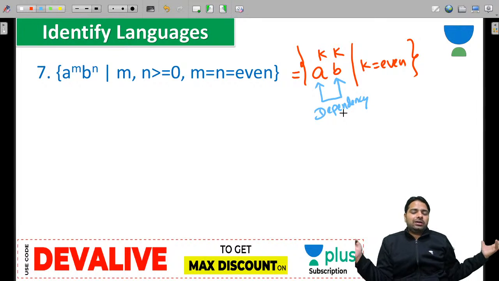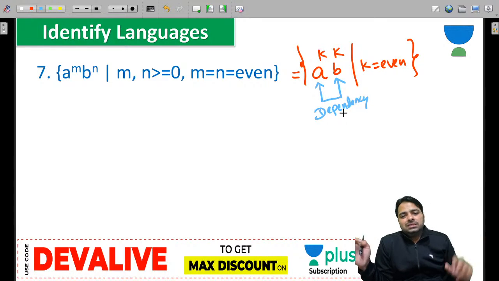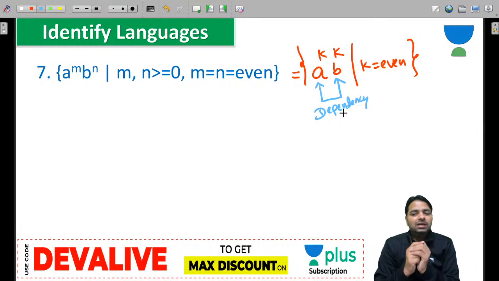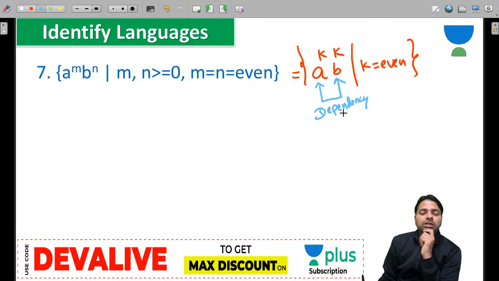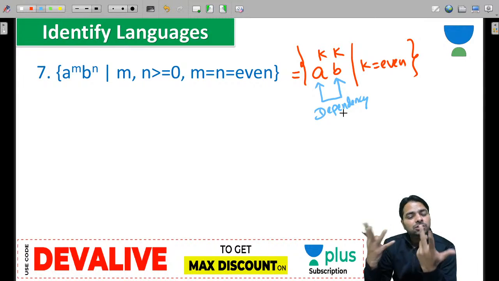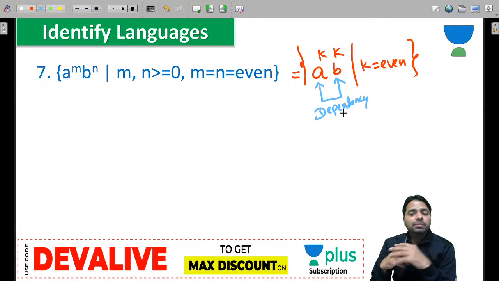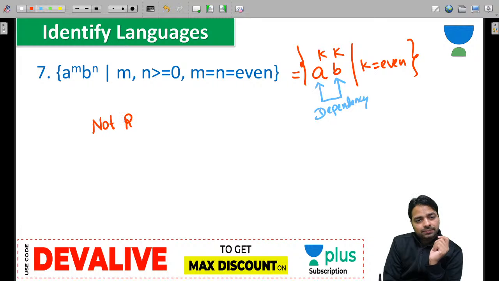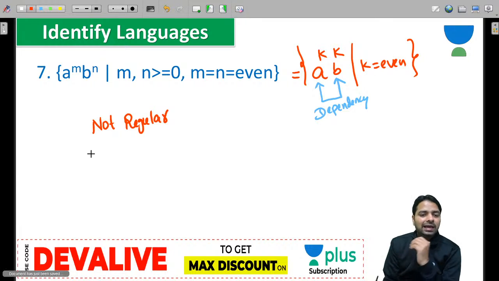Even odd I can check, if one symbol is depending on that, but two symbols you want to check separately. So that dependency you don't know how to do it. If a power 100, then b has to be power 100. A power 1000, b power 1000, because 1000 is even, right? So this is again a dependency. So we have to say this language is not regular. Clear this point? Yes. And no doubt it is an infinite language too.